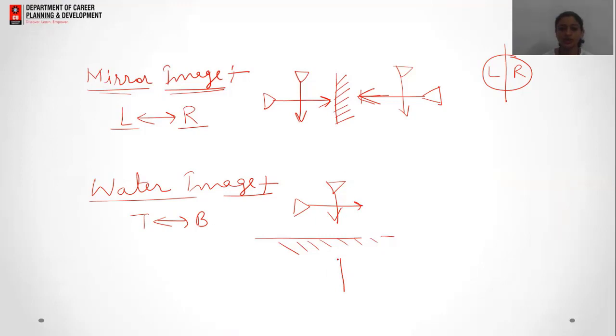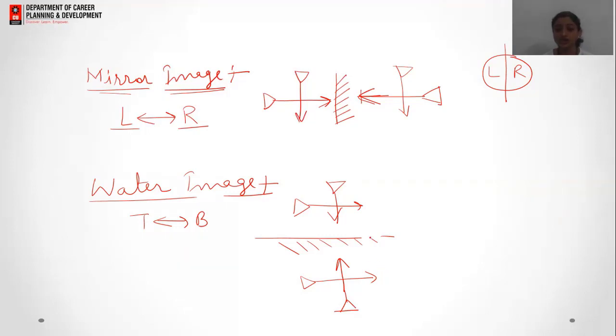In the top, there is a triangle, and in the bottom, there is an arrow. It means the arrow comes on the top and the triangle will be on the bottom in water image. So in water image, left remains left and right remains right. The only effect is on the top and bottom. Top becomes bottom and bottom becomes top. But the left and the right do not change in water image.